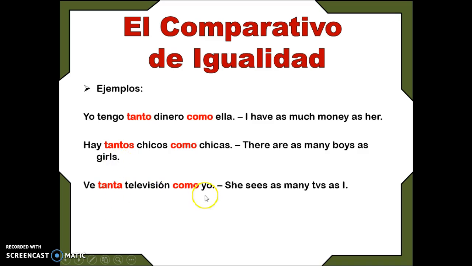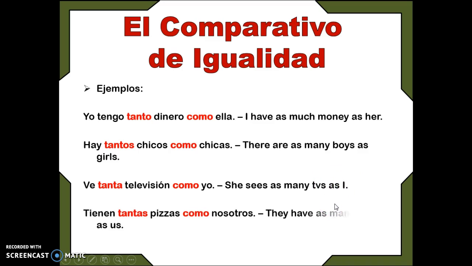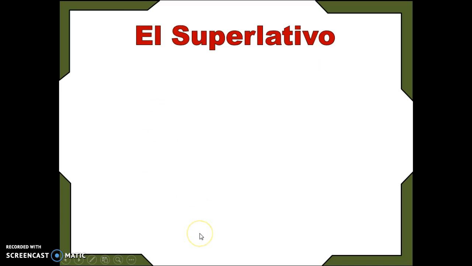Ve tanta televisión como yo. She sees as many TVs as I. Tienen tantas pizzas como nosotros. They have as many pizzas as us. Again, tantas, as many. And this takes gender and number. So for example, if dinero is masculine singular, this has to be tanto. Chicos, masculine plural, that has to be tantos. So on and so forth.